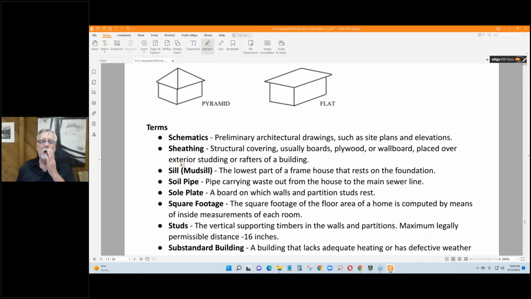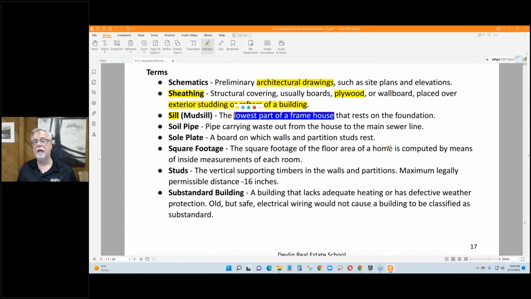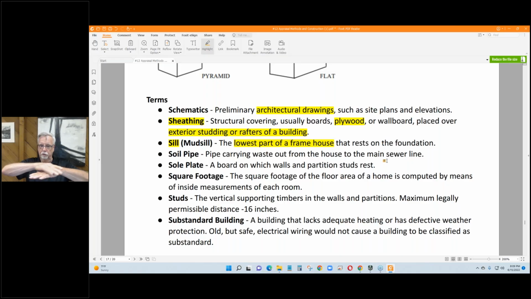Schematics are architectural drawings. Sheathing is usually over the exterior studs or rafters of the building. It's usually plywood or wall board, the boards that they staple to the wall joists when they're building a house. The sill, or the mud sill, is the lowest part of a frame house. I don't have a diagram for that, but we have the foundation, and where the wood hits the foundation, that's called the sill. Soil pipe is for waste.